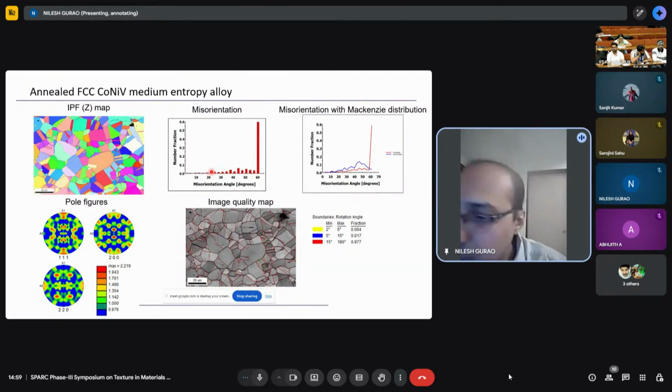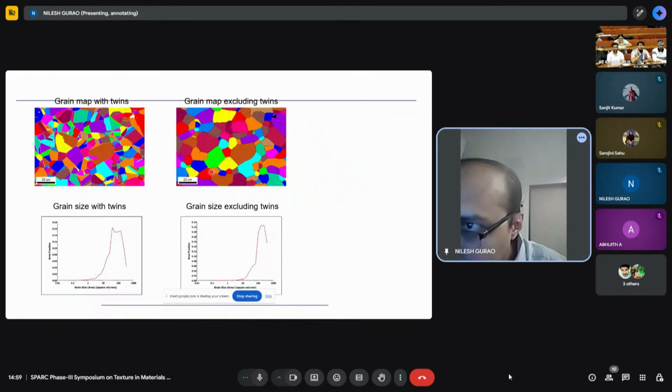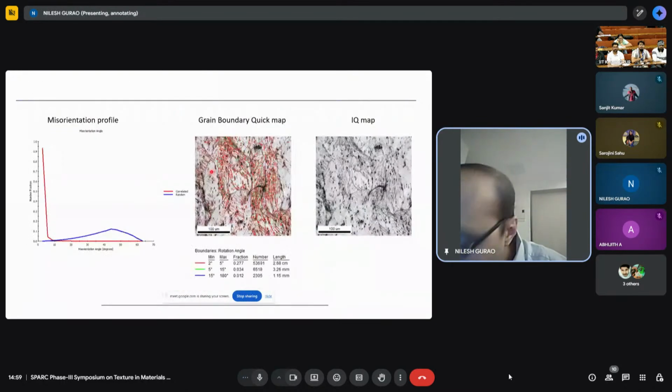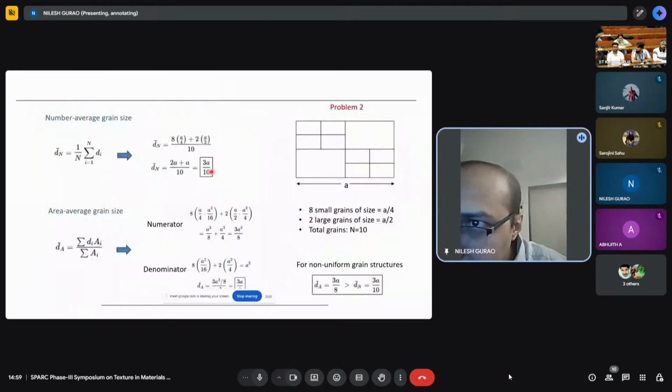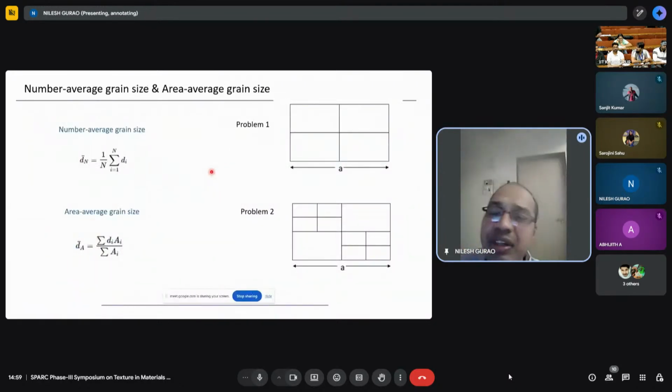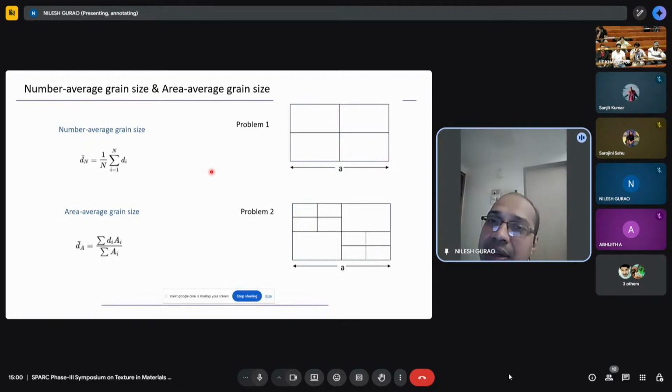What is number average? So let us go back to the slide that Aditi made. Number average grain size. So our Aditi has written a formula. You see, what is it? Number average is the summation of d_i, i goes from 1 to n, multiplied by 1 over n. Right? This is number average. What is area average? Summation i equals 1 to n of a_i d_i divided by summation of a_i.